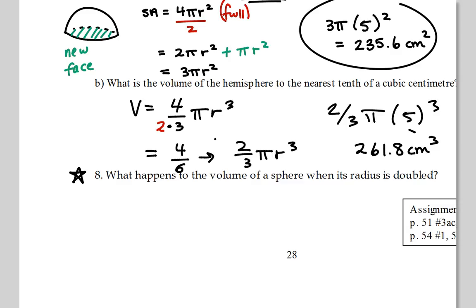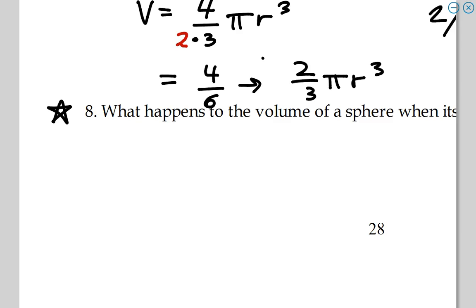So if you cube a double, what's 2 cubed? Not 6. 2 cubed. Who said 8? Beautiful. 2 times 2 times 2. And if you said 6, you're not thinking. Right? 2 cubed is not 6. Okay? Don't make that mistake. 2 cubed is not 6. Okay, so let's talk about this.